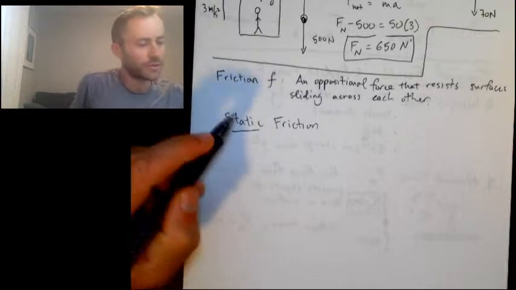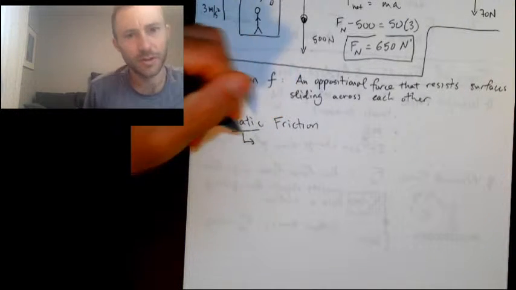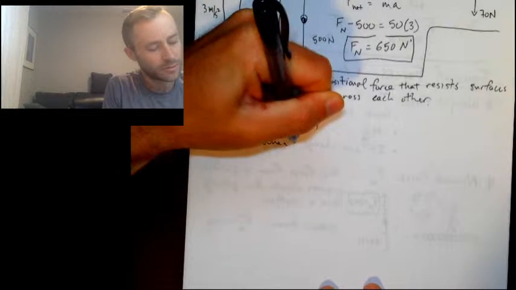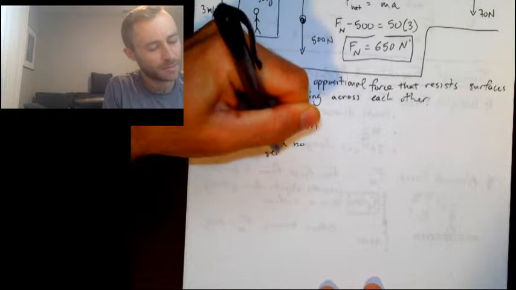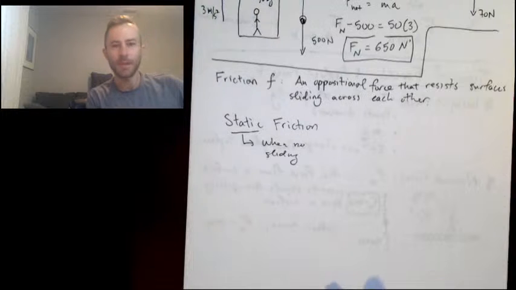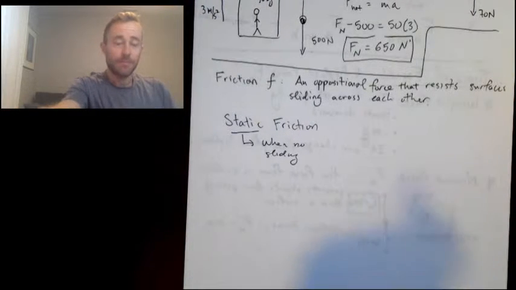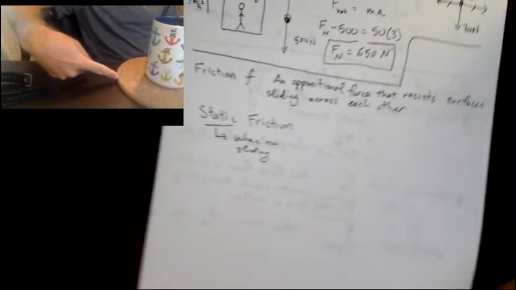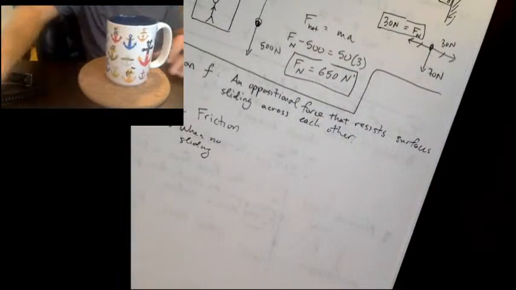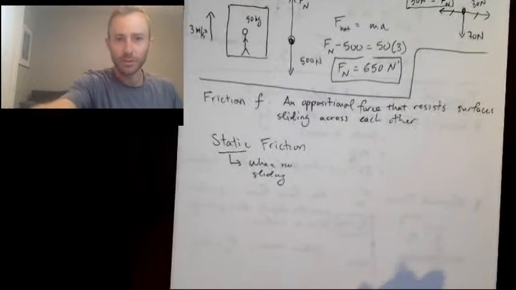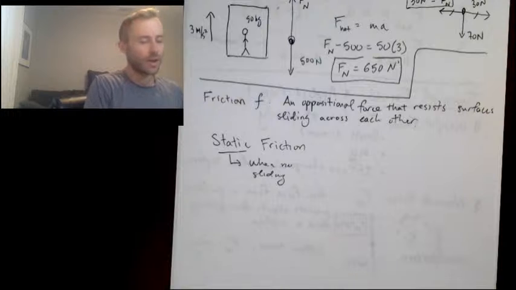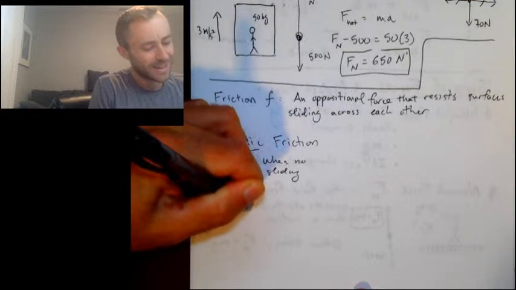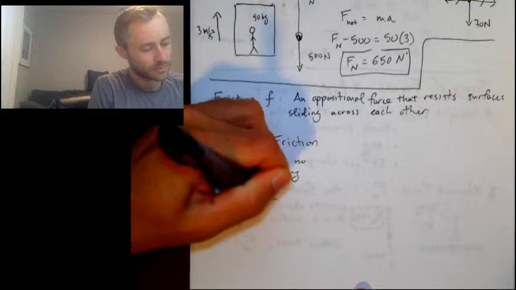So static friction is what occurs when there is no sliding happening. But if I apply a big enough force, it starts to move. But I still am getting resistance. There's still resistance even if the object is sliding. So that type of friction is called kinetic friction.